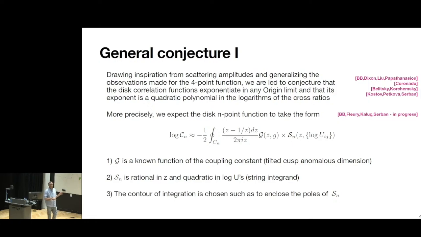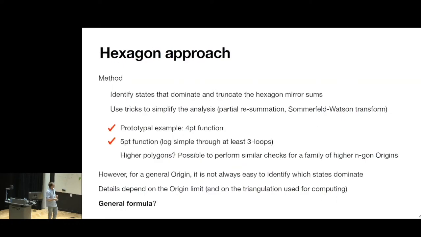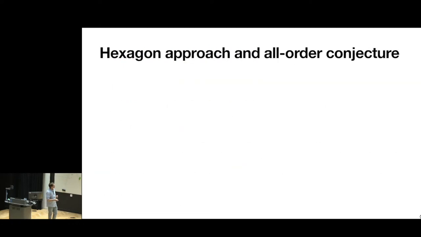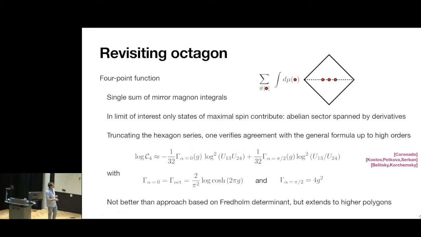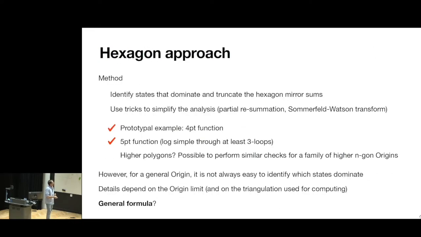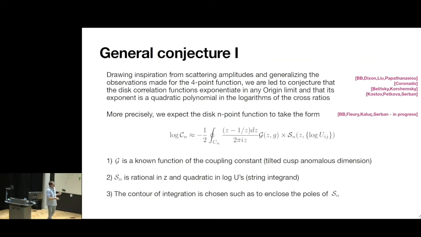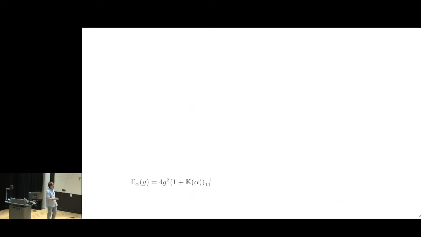One is this tilted cusp anomalous dimension, that was introduced in the previous slides, and which was also appearing somewhere here for some specific values. And the other one is what we call the string integrand. This is something that we can construct in principle from some sort of string theory description at strong coupling, which is based on the TBA. There is an entire slide here. Okay.